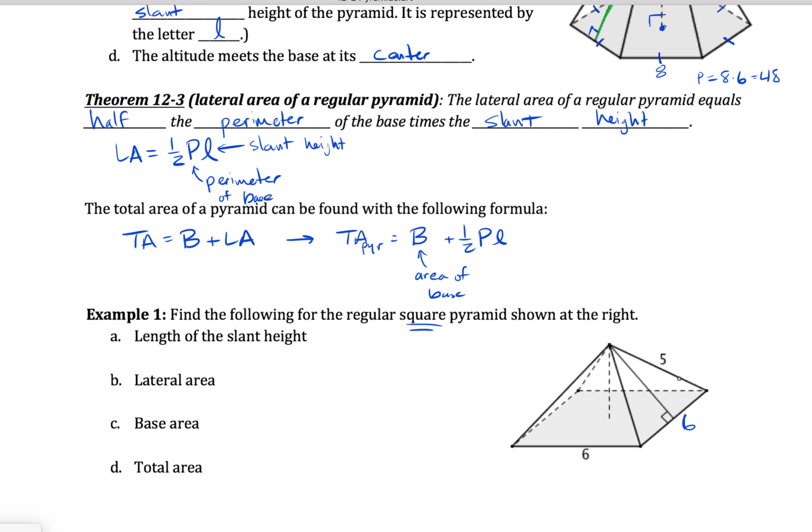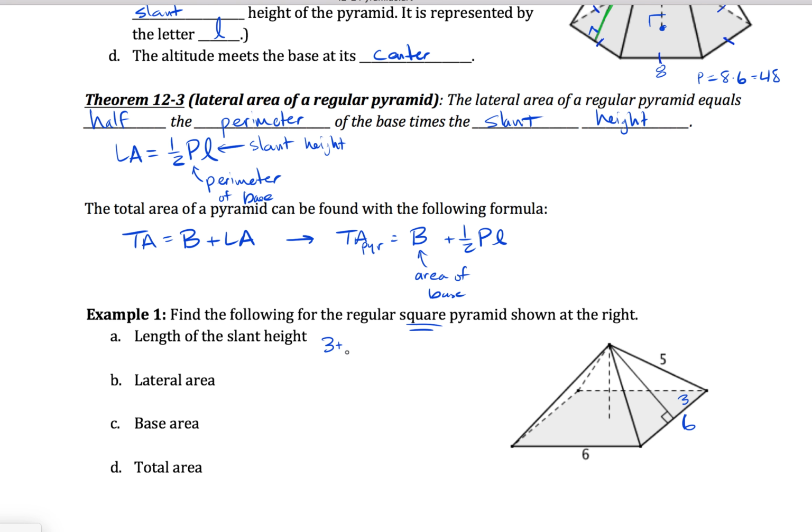Well, we can see this lateral edge has a length of 5, and of course this base would have a length of 6. But this slant height is the height of this triangle right here, which means it's going to bisect this edge of the base. So that will be a 3. And of course, this is a right triangle with a leg that's 3 and a hypotenuse that's 5, which means that this height right here, the slant height, we could find it using Pythagorean theorem. It would look like this.